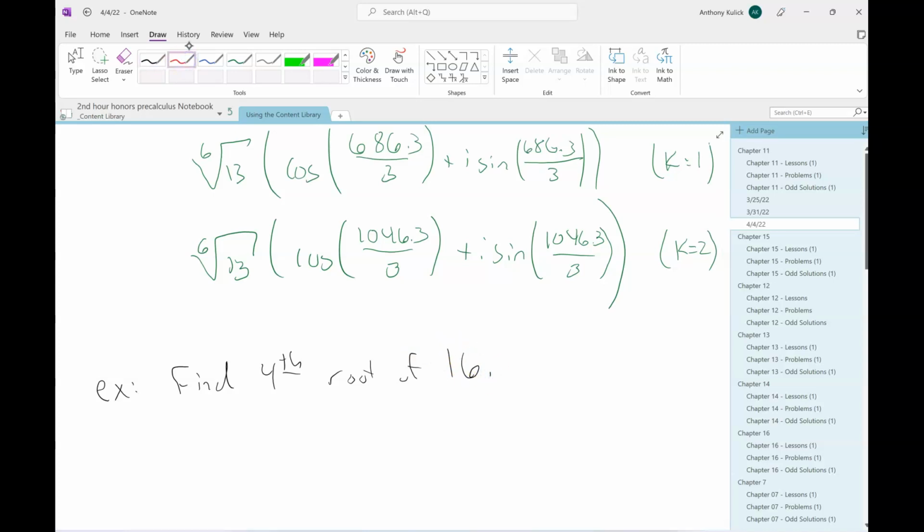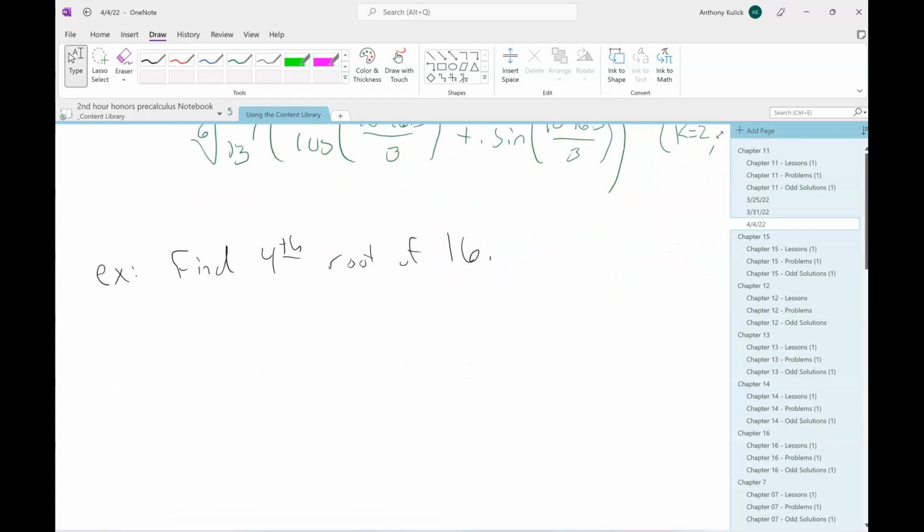Find the 4th root of 16. What's that? Two, incomplete answer. How many answers should I have? I should have 4, right? The degree of the root should be the same. Oh, Mr. Kulik, are you joking? No, man, I ain't joking.